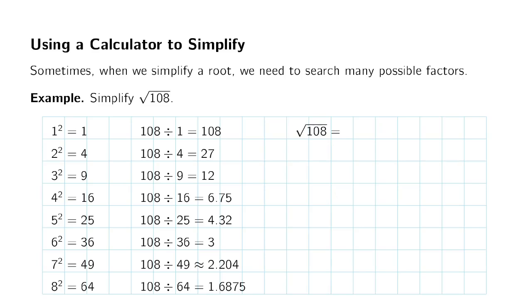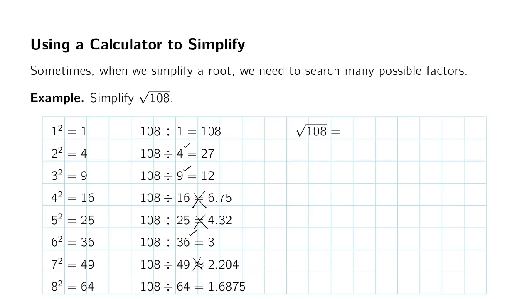I know that 1 squared is a factor, but that's not interesting. I found out that 2 squared was a factor, and I might be tempted to stop there. But then I found that 3 squared was a factor. I found that 4 squared was not a factor, and neither was 5 squared. And again, I might have been tempted to stop. But if I keep going systematically, I find that 6 squared is a factor.